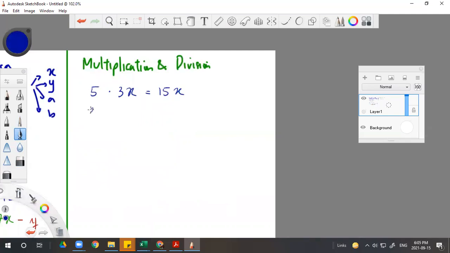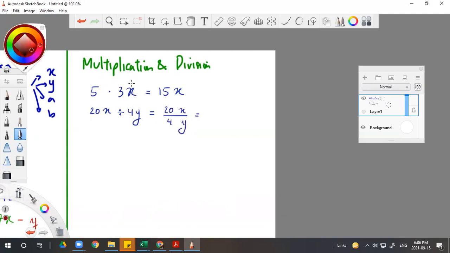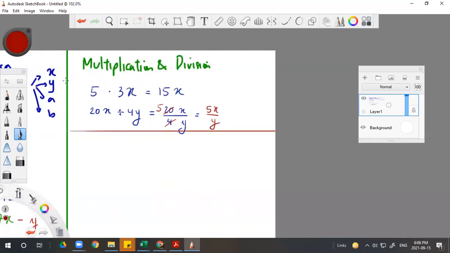How about this? 20x divided by 4y. Again, you have to make the division here becomes the fraction 20x over 4y, right? So you can just simplify the 20 and 4. 20 and 4 becomes 5, and you cannot make more simple, so 5x over y itself, right? This is for the multiplication and division. But we have one more step.